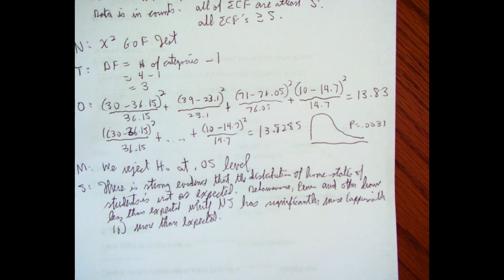And just make sure when you come down to that conclusion, when you reject, that you don't just say, okay, yeah, we reject it. There's strong evidence that the distribution is not as expected. How is it different? Go into it a little bit with some detail and show where the differences are.